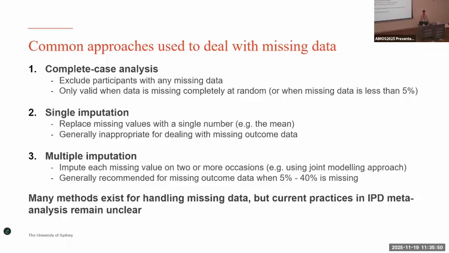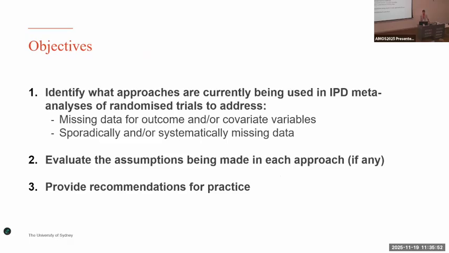And this leads us to the motivation of our research project. So our first objective was to identify what approaches are currently being used in IPD meta-analyses of randomized trials, specifically in how they address missing data in both outcome and covariate data, and how they address both systematically and sporadically missing data. Our second objective was to evaluate the assumptions being made about the patterns of missing data in each approach, and thirdly, to provide some recommendations for practice.